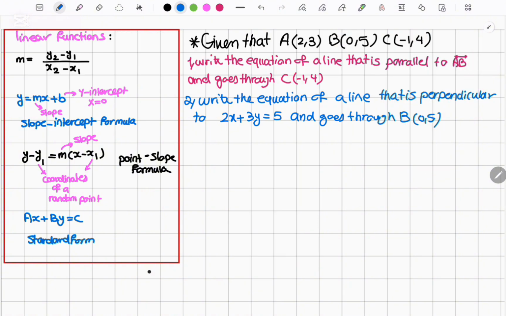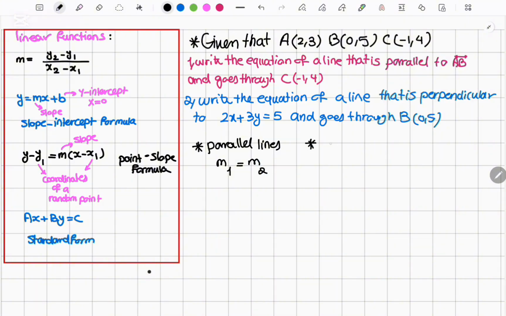Okay, so in this part of the video, we're going to talk about lines that are parallel or perpendicular, and we're going to talk about writing the equations of different lines based on them being parallel to another line or perpendicular to another line. So the very first thing that I'm going to talk about is the fact that when two lines are parallel, they're going to have the same slope. So the slope of line number 1 is going to be equal to the slope of line number 2.